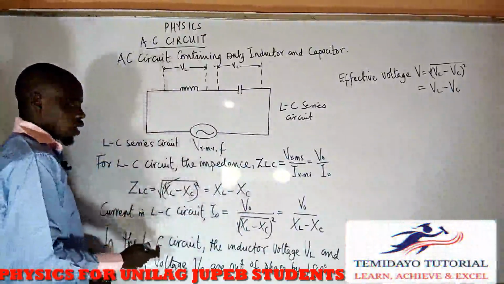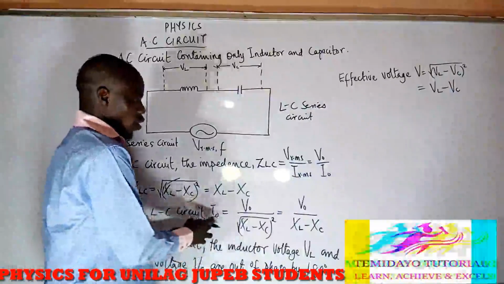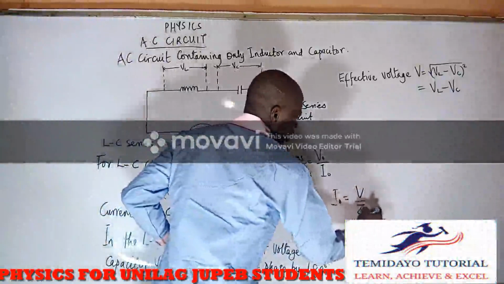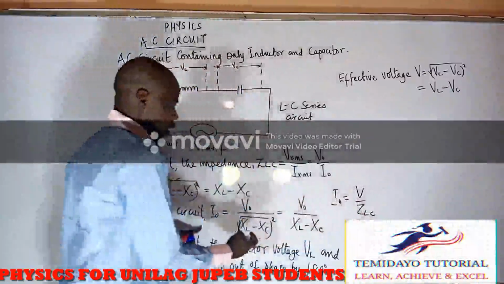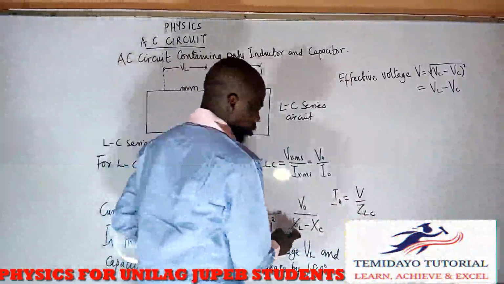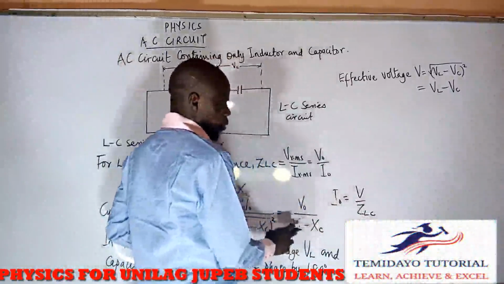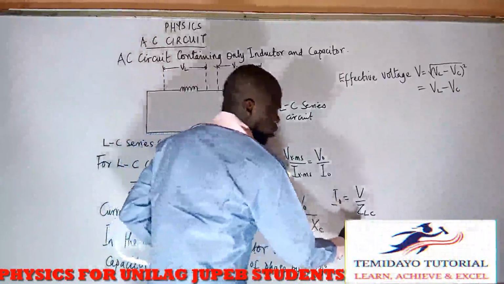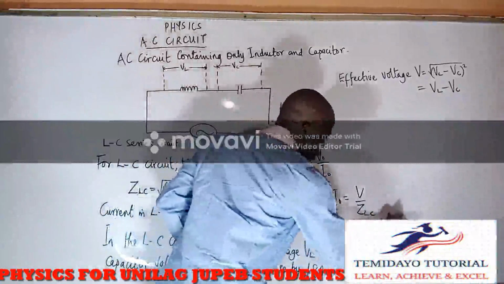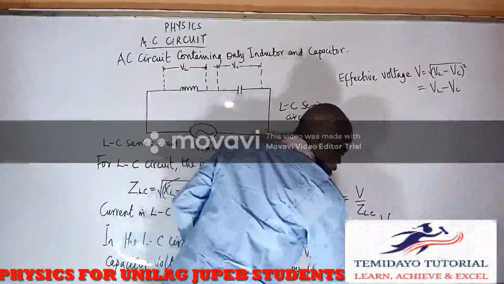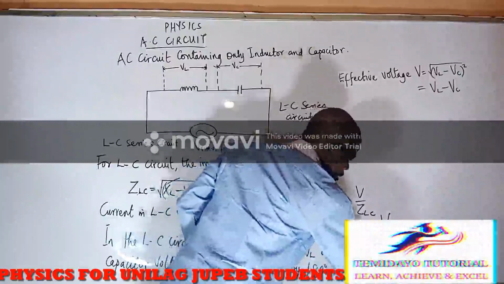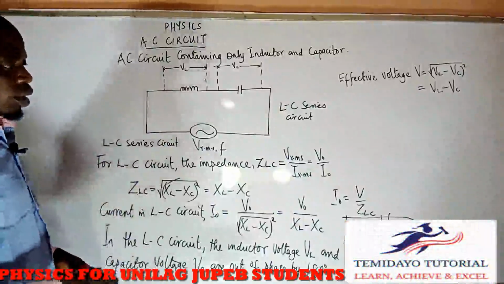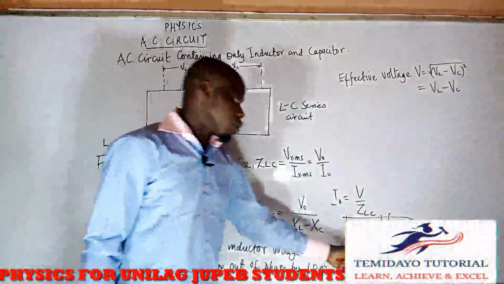Now the current in the LC circuit, our I naught, is going to be V over Z_LC. And what is our Z_LC? It is the same thing as what we have here, that is X_L minus X_C. That means inductive reactance and capacitive reactance. So we can substitute that here, that I naught is equal to V over X_L minus X_C. So that is the current that is flowing through a circuit containing both inductor and capacitor.